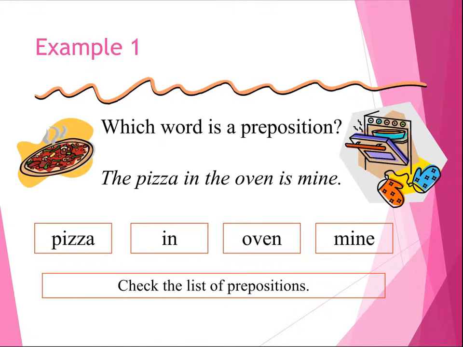What about this sentence? The pizza in the oven is mine. What do you think is the preposition? Did you say in? If you did, you're correct. The relationship is between the pizza and the oven. How are they related? One is in the other.